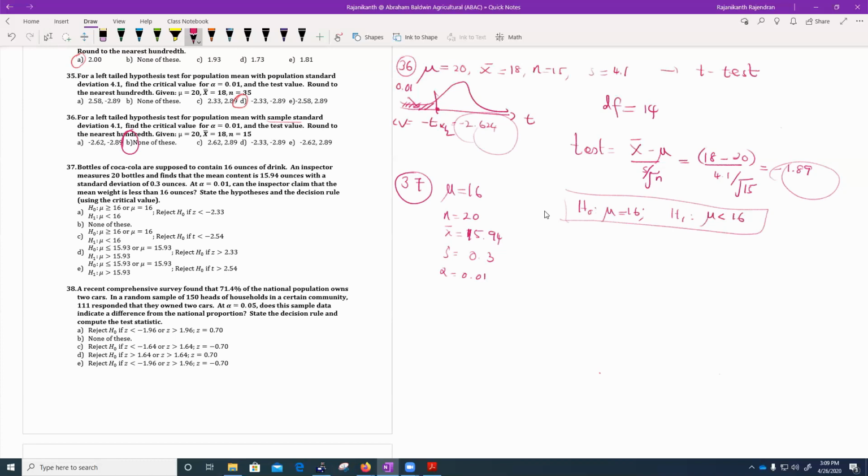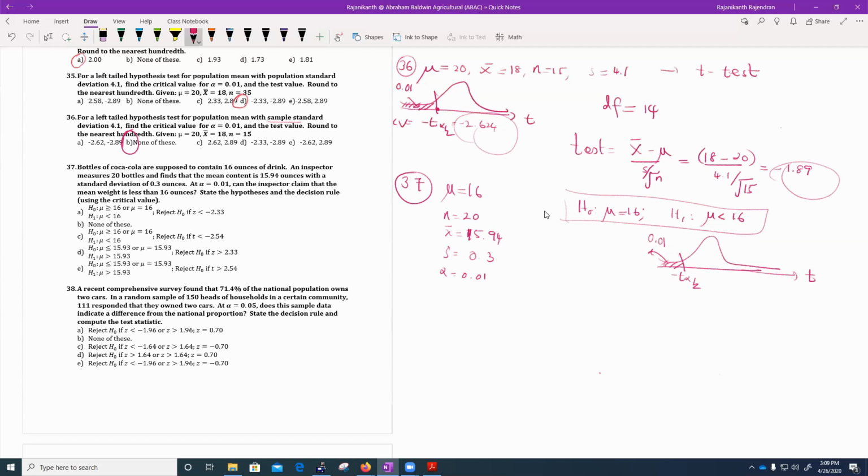So we will find the critical value for this problem first. Since this is a t distribution problem, because you don't know the population standard deviation, we know the sample. But this is a left tail test. So this is my left side area. So this is my test value, right? Sorry, critical value. So how do you find the critical value? Like we did earlier.